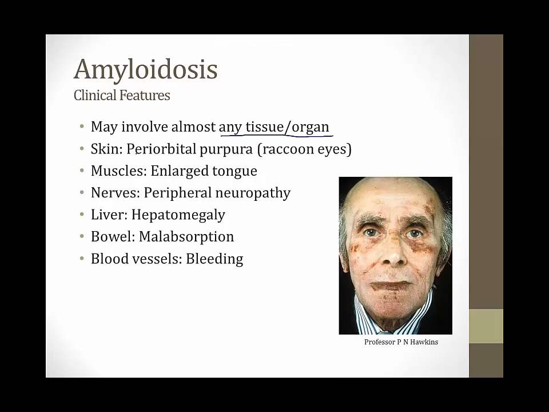In the skin, a classic finding is periorbital purpura, also called raccoon eyes. This is an example of that shown on the screen here. The muscles can become enlarged from amyloid buildup. One of the ways you can sometimes see this clinically is by detecting an enlarged tongue. Nerves can be involved. This can lead to peripheral neuropathy. The liver can become enlarged. The bowel can be involved, and that can lead to malabsorption. And blood vessels can also be involved, and that can lead to bleeding.